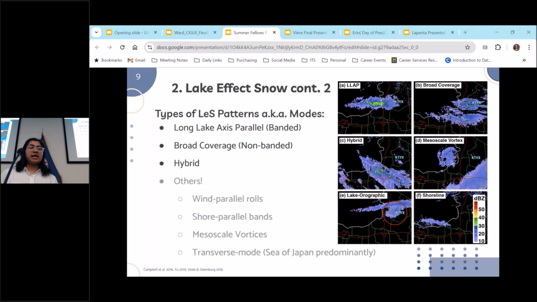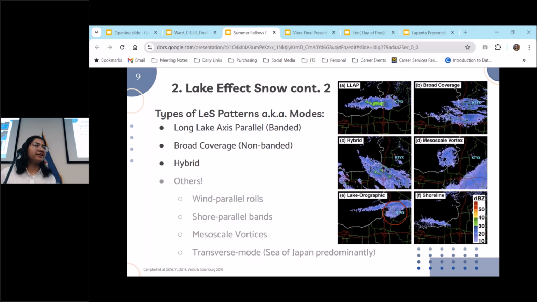Lake effect snowstorms have different patterns and they're called modes. The two main ones that we'll be looking at are long lake axis parallel storms, which are also considered a banded type of system, and a broad coverage, which is a non-banded system. They're named simply because of the shape of the storm. As you can see on the top left, that is a long lake axis parallel storm, which is very narrow and thin, versus on the right of that is the broad coverage, which is a lot broader.